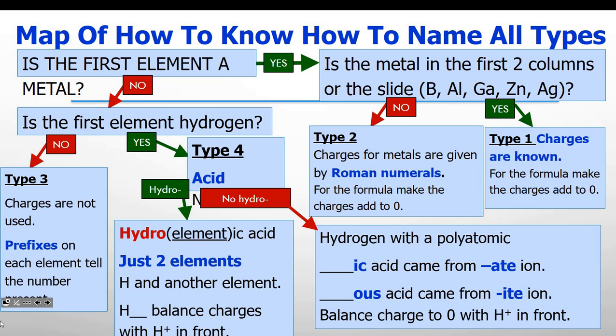So type 4, 2, and 1, you have to balance the charges. But type 3, you do not have to worry about charges.